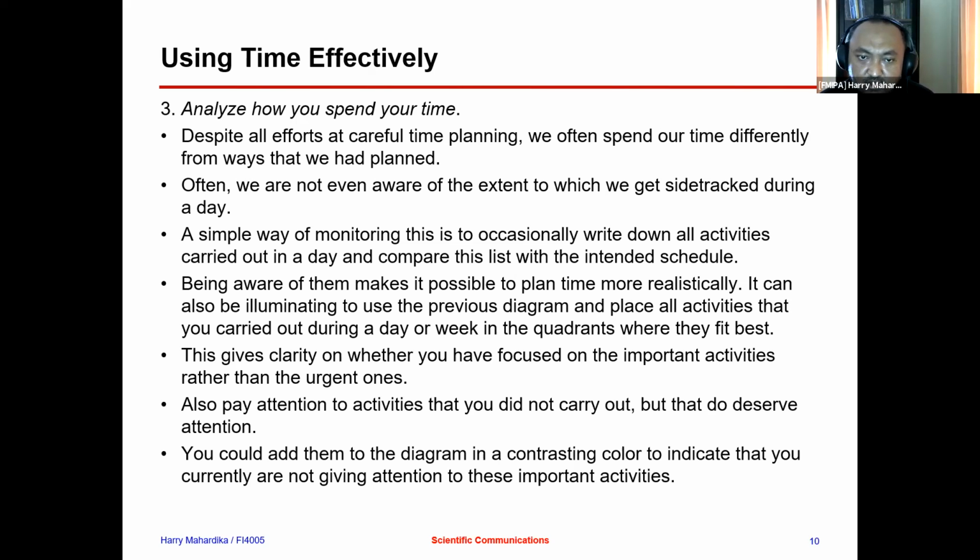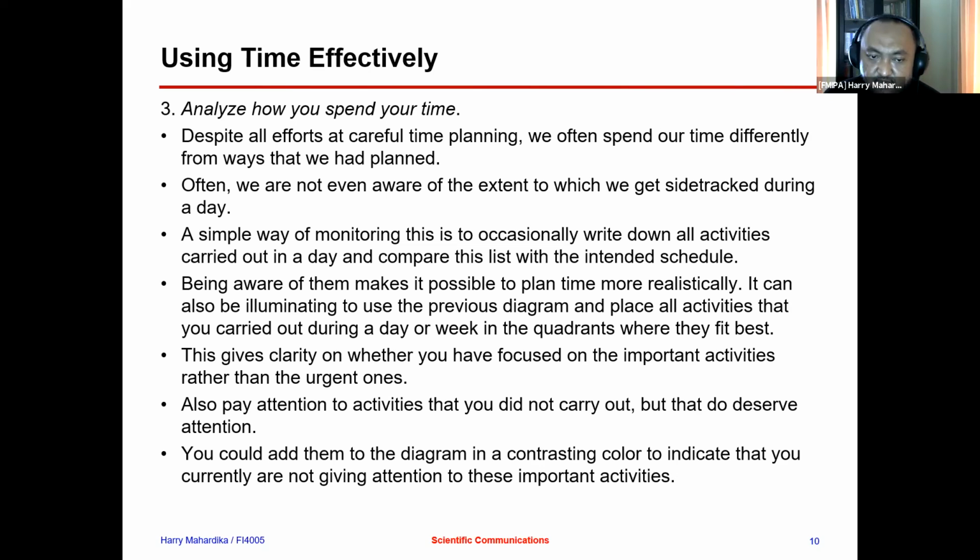A simple way of monitoring this is to occasionally write down all activities carried out in a day and compare this with the intended schedule. So you can compare it with the planned schedule that you set in the beginning. Being aware of them makes it possible to plan time more realistically, and it can also be illuminating to use the previous diagram and place all activities that you carry out during a day or week in the quadrant where they fit best.